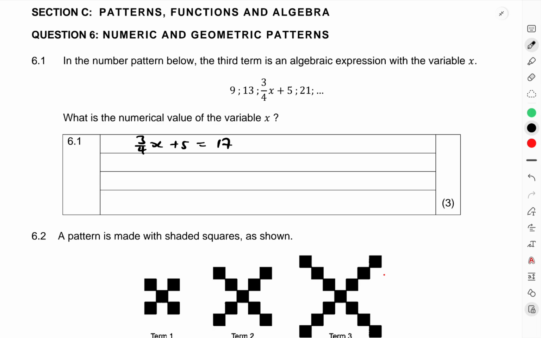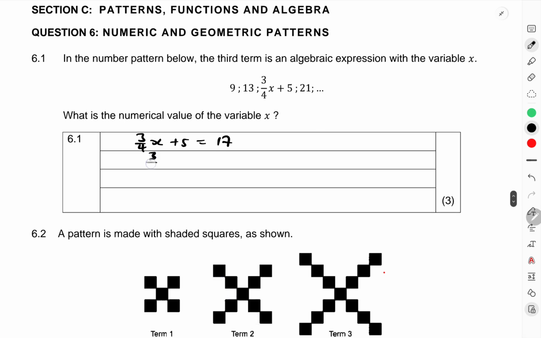What is the numeric value for the variable x? Meaning I have to find the value of x. Now I'm going to do algebraic equations. I'm solving for x. Now this particular 5, it is a number. This 17, it is a number. When we are dealing with algebra, we have to group our numbers together, group our like terms together. Therefore, this 5 and this 17 are like terms, meaning I'm going to have 3 divided by 4, x, which is the same as 17 minus 5, because the 5 is positive.